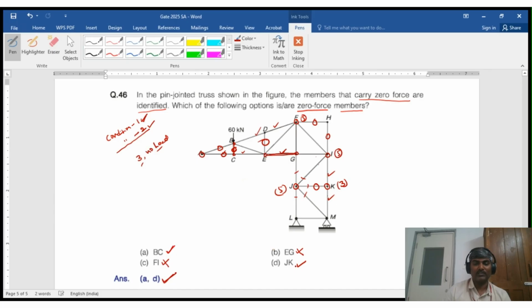That's why your answer is members BC and JK among the identified members. This is your answer. See how knowing these two conditions will help you in answering the question on any of the trusses given in the GATE examination or in any competitive examination.